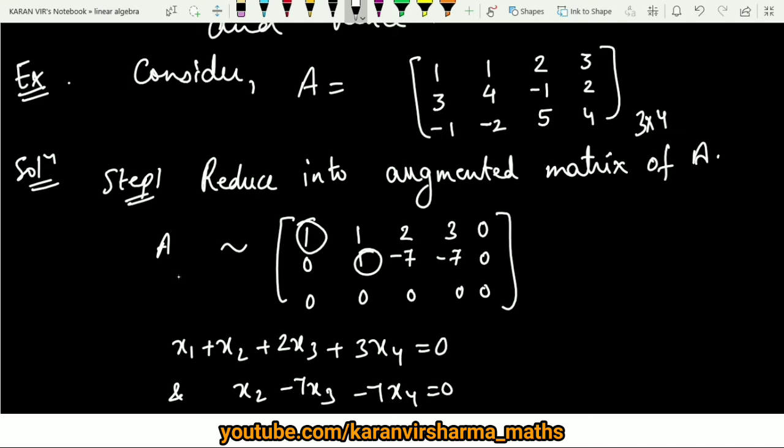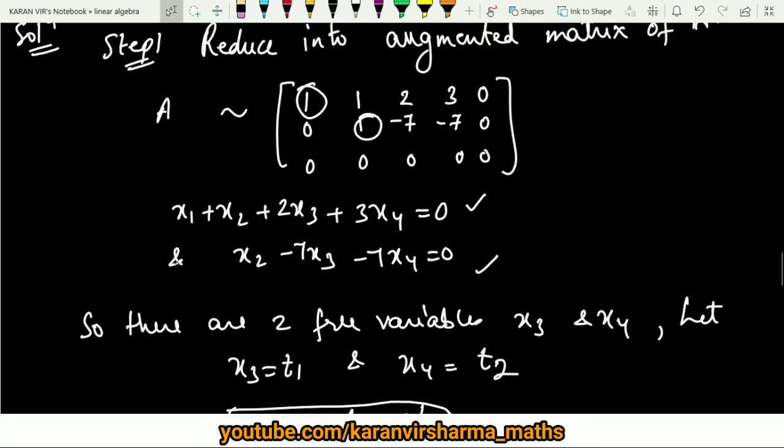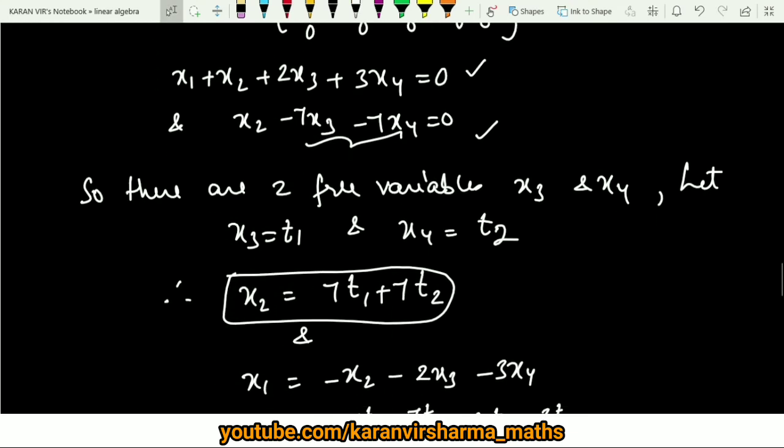Now just try to solve this. The equation corresponding to the first row will be x1 plus x2 plus 2x3 plus 3x4 equals 0, and the second equation will be x2 minus 7x3 minus 7x4 equals 0. You can clearly see that there are two free variables, namely x3 and x4. So I'll let these free variables be t1 and t2. So let x3 equal t1 and x4 equal t2.